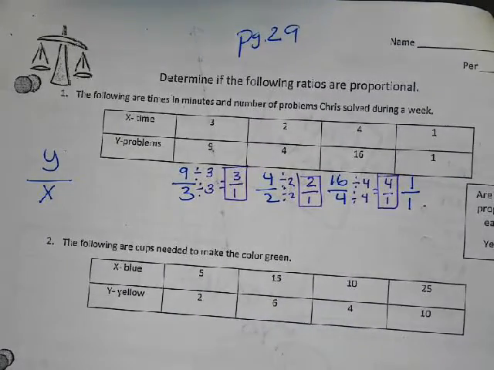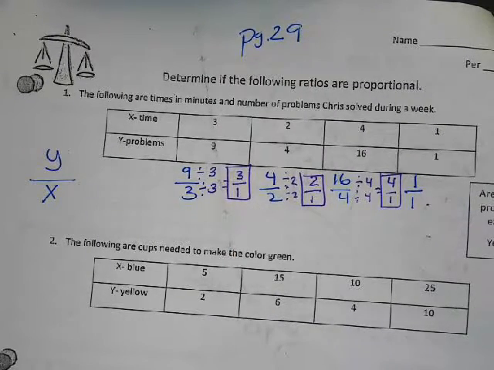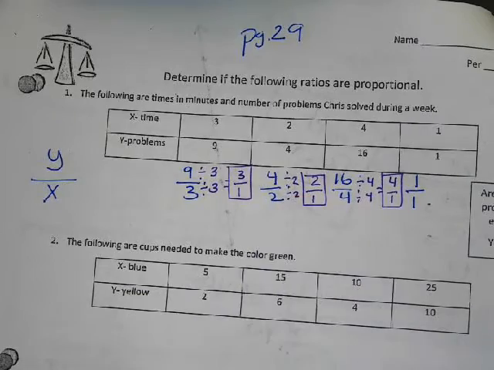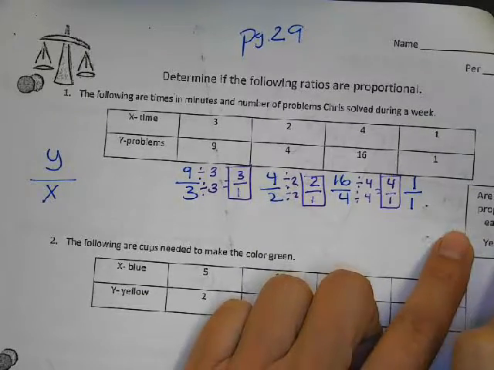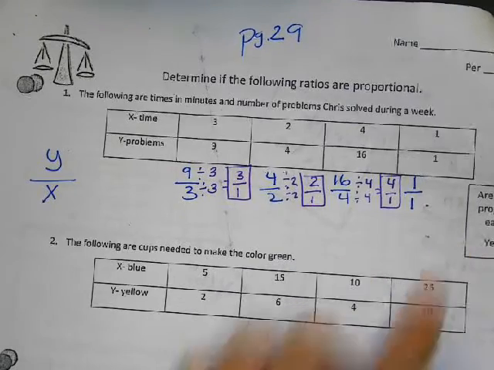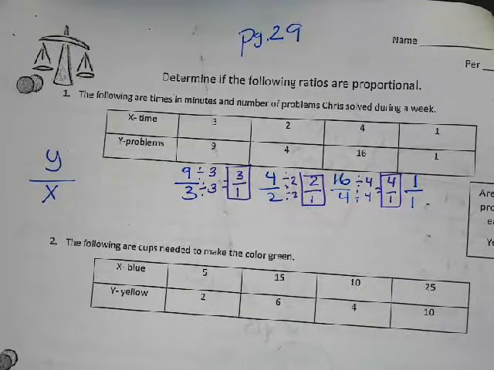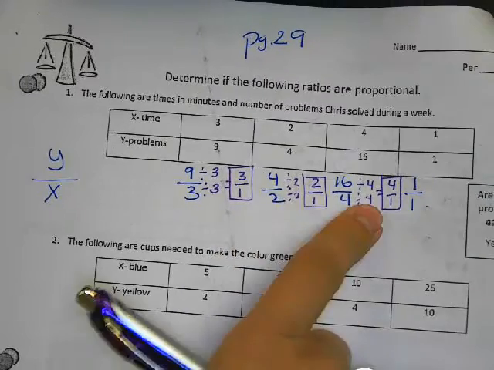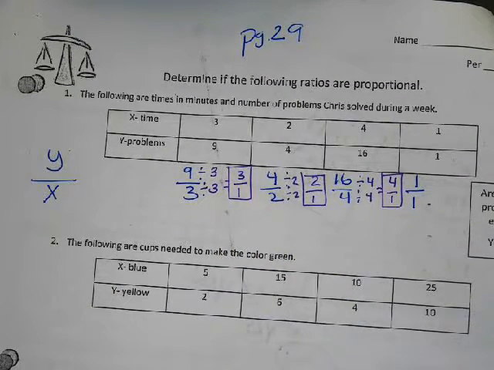1 over 1. Can I simplify that? No. It's a ratio. A ratio needs 2 numbers, so you're done. Do these match? Do they match completely? They have to match completely. So, do they match? No. So, are these ratios proportional to each other? No. If they did match, then it would be a proportion. If I graphed these, it wouldn't be a straight line.